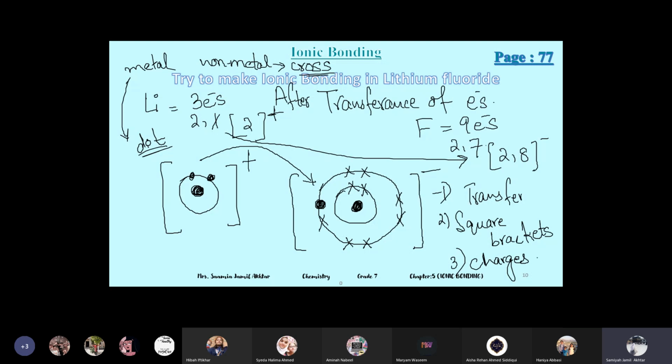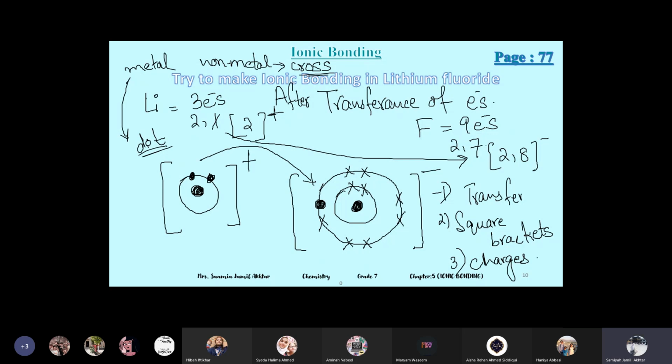As I explained, lithium is a metal, so it will give that one electron to fluorine and complete its shell. So 2 electrons will be present after giving that 1 electron. That outermost electron of lithium has been transferred to fluorine. So the dot of lithium is now in fluorine. This is the easiest diagram.